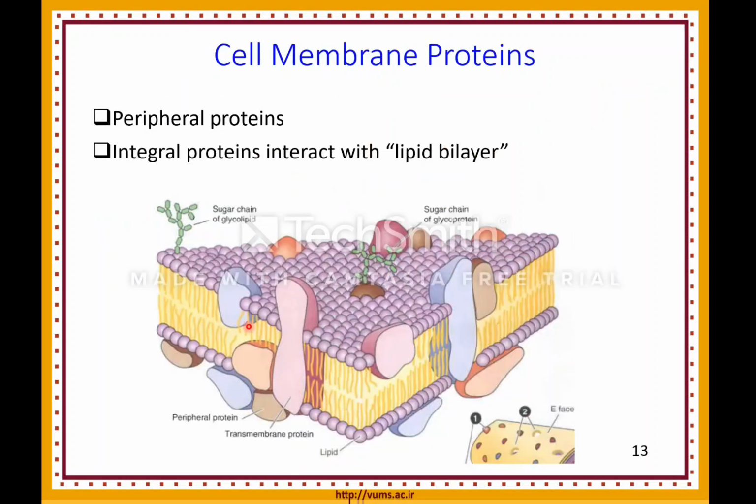The peripheral proteins in the outer layer, some of them, not all of them, join to a sugar chain and form the glycoprotein, and the peripheral proteins that are located in the cytoplasmic side of the cell join to the cytoskeleton and are involved in the maintenance of the shape.